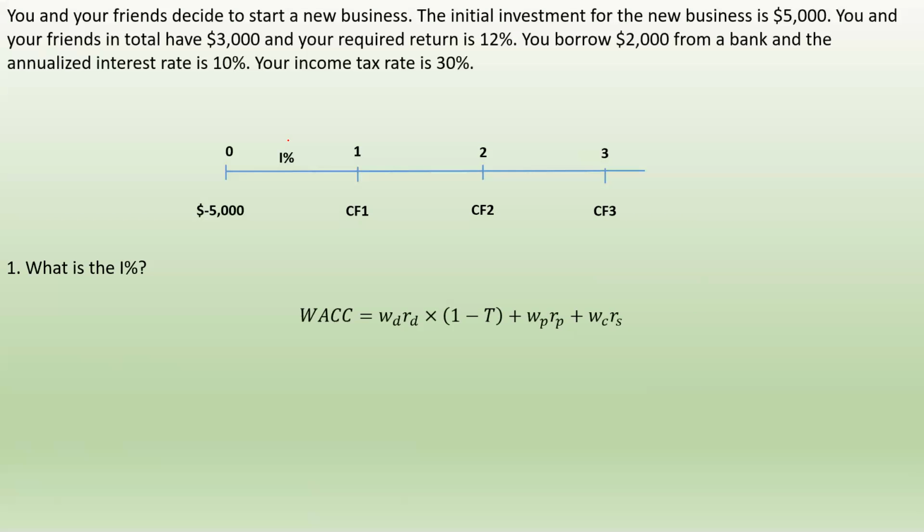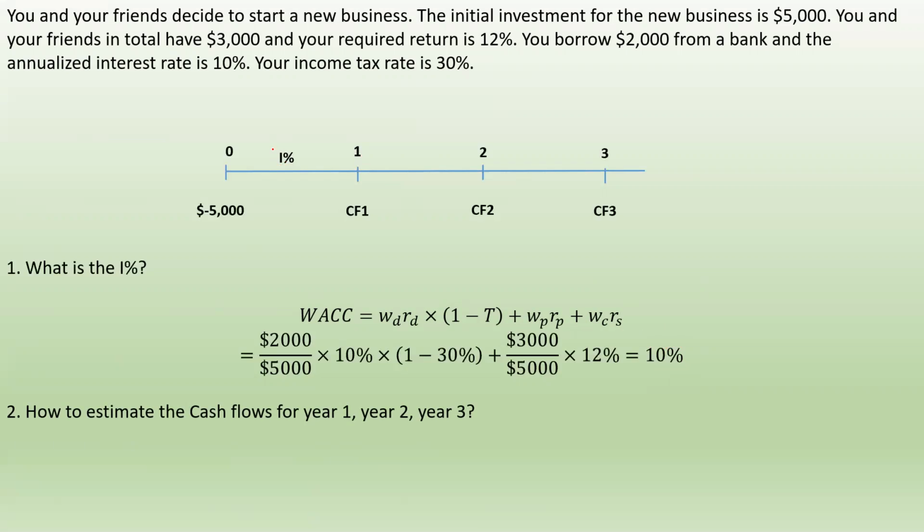So first, we should know the discount rate for the company should be the weighted average cost of capital. In this case, the weight for debt is 2,000 divided by 5,000, because you borrow 2,000 from the bank and the total capital you invest is 5,000, times the interest rate for the debt, times 1 minus 30%, because the tax is deductible. Plus, we do not have preferred stock, but we do have common equity, which is the money invested by you and your friends, in total 3,000. We divide by 5,000, that's the weight for the equity, times the 12%, which is your expected return. So the weighted average cost of capital, which is the interest rate here, is 10%.